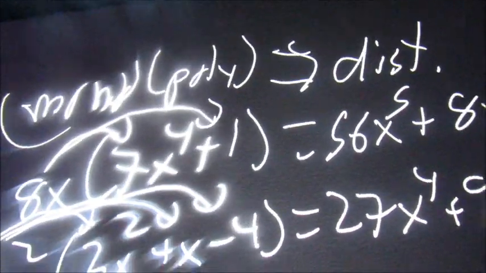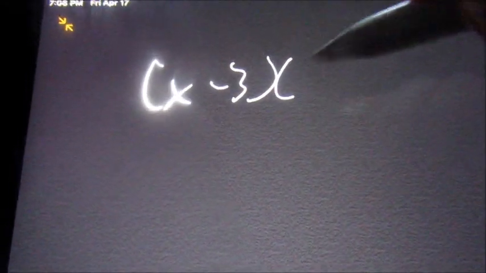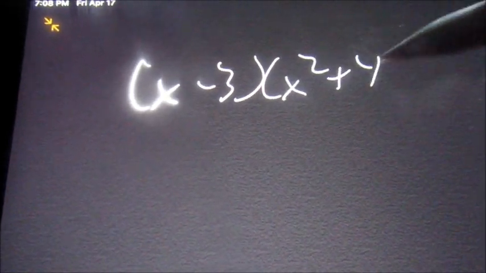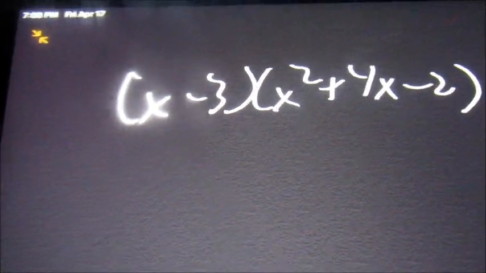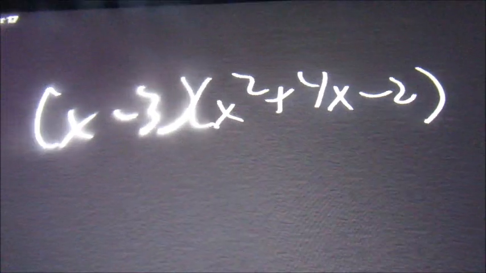So all we're doing is distributing. Okay, then let's say that we have one that's a bit more difficult. Let's say that we have x minus 3 times x squared plus 4x minus 2. So now we have a binomial times a trinomial. We're going to still distribute. We're going to distribute the x, and we're going to distribute the negative 3.